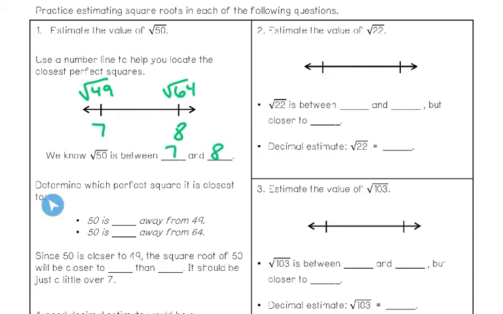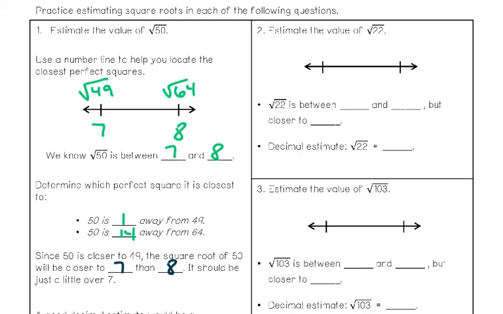The next step is to determine which perfect square it is closest to. That means, is the square root of 50 closer to 49 or 64? So because 50 is only 1 away from 49 and 50 is 14 away from 64, guess which number 50 is closer to? 49. So the square root of 50 will be closer to 7 than to 8. So it'll be closer to 7 than to 8. It's just a little bit over 7.